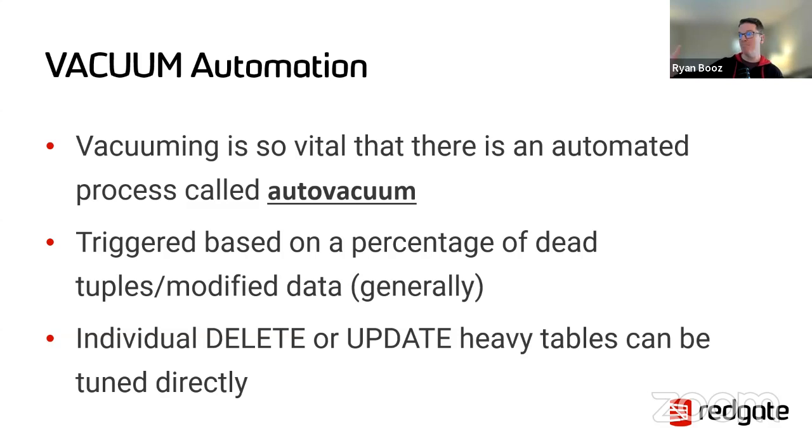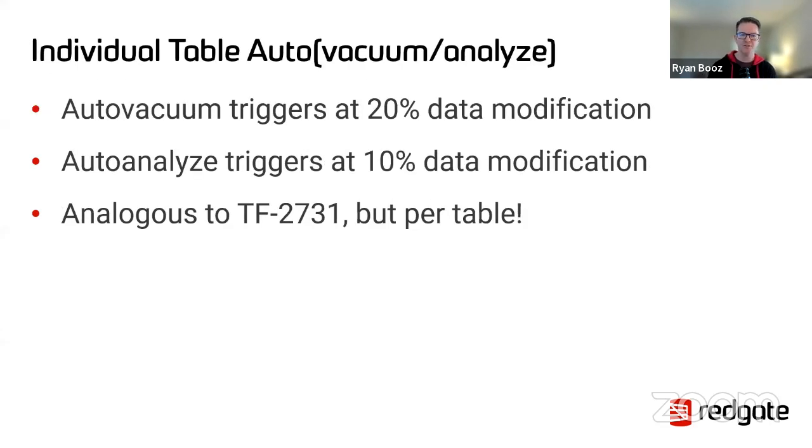If I have a table with 1 billion or 10 billion rows, 20% means I have to modify a lot of data before Autovacuum would trigger. Again, there are lots of nuances in this, but that's the general nature. By default, Autovacuum triggers at 20% unless you modify it. AutoAnalyze, which updates statistics on the page, triggers at 10% modification.